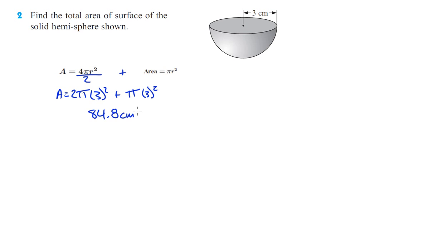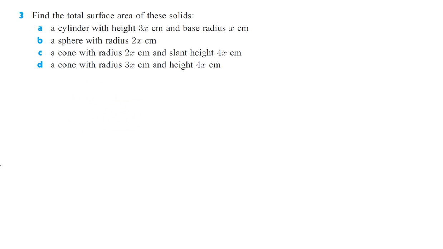84.8 centimeters squared should be the area of that entire thing there. Okay? Alright, moving on to the next one here. We got number 8. Find the total surface area of these solids. So we got a cylinder with height 3x centimeters and base radius x centimeters.